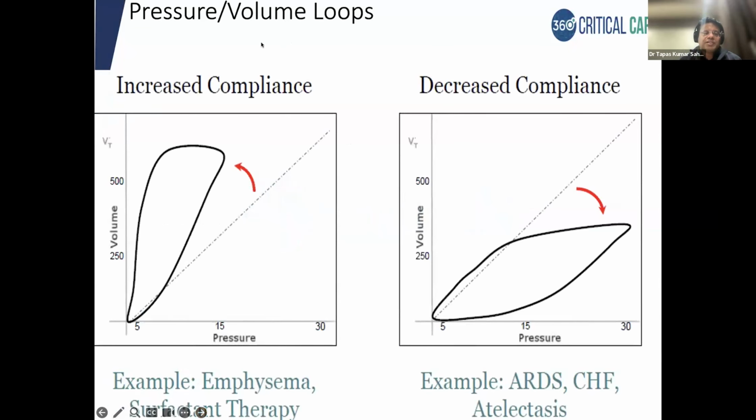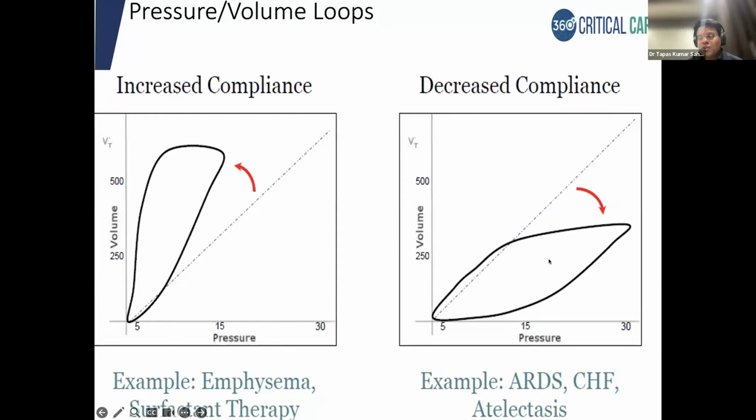Now, in this pressure volume loop, if you are getting a shift towards the left side, that means increased compliance. Examples of increased compliance are emphysema, the pediatric population, and surfactant therapy. Now, in decreased compliance, the inspiratory phase would be distended or it would be towards the right side. The most important things for us are ARDS, CHF, and atelectasis.